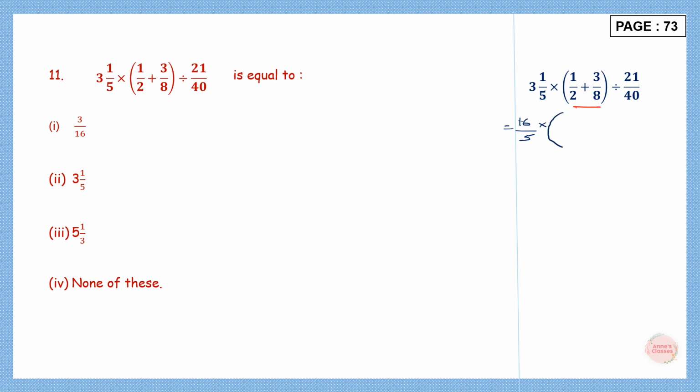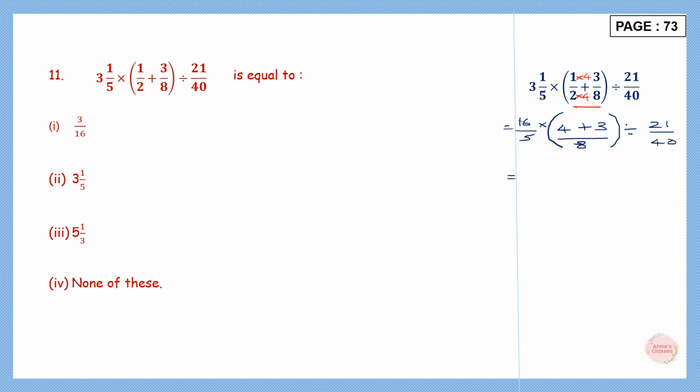Okay. So 1 by 2 plus 3 by 8, we have to find the LCM of the denominators 2 and 8. The LCM of the denominators will be 8 itself. So this was 8. That means 2 into what will give us 8? 2 into 4. 2 into 4 is 8. That means I multiply this also by 4. And what do I get? I get 4. Plus, look at the next one. The denominator is 8. It's the same thing. So when it's the same, we can write the same numerator also here. So this is 3 and then divided by 21 by 40.